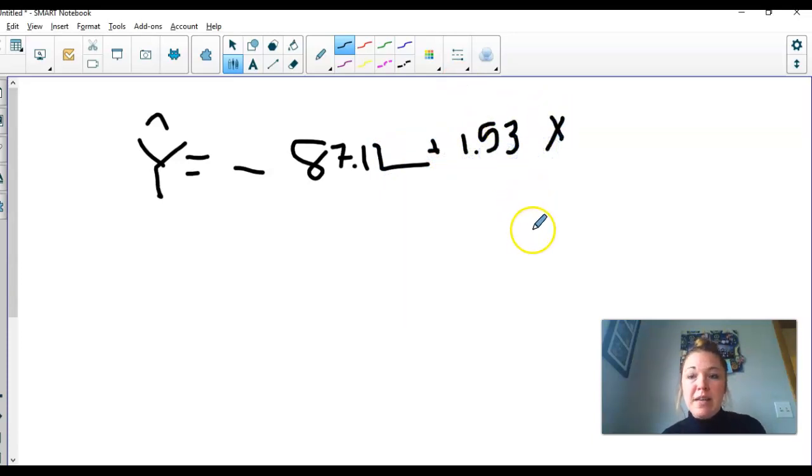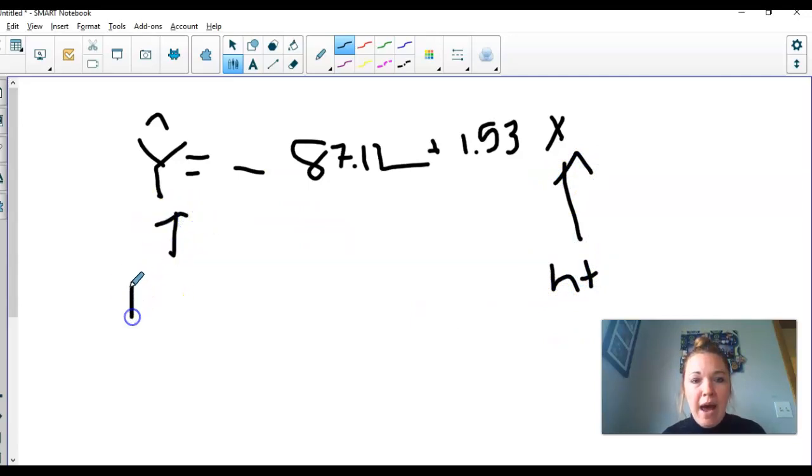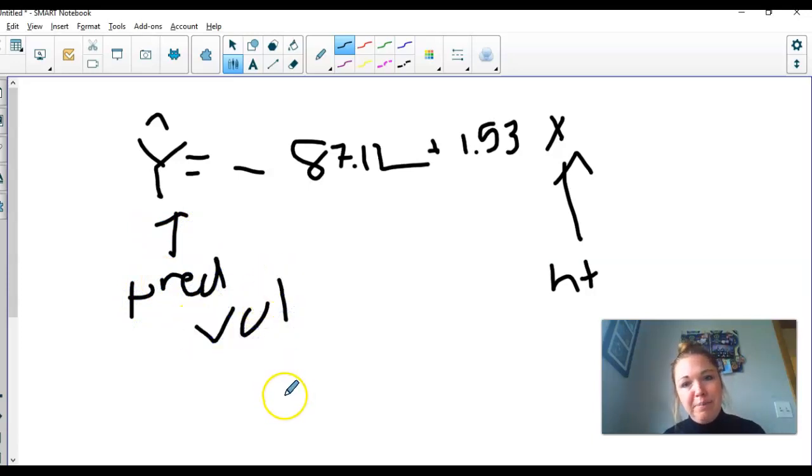Okay, the big thing is though, you guys, you're going to get docked if you don't label what this x is. So that was height, right? And then this y, you cannot put volume, you guys, you have to put predicted volume or you will get it counted wrong. Okay, so that's another way that you can do it.